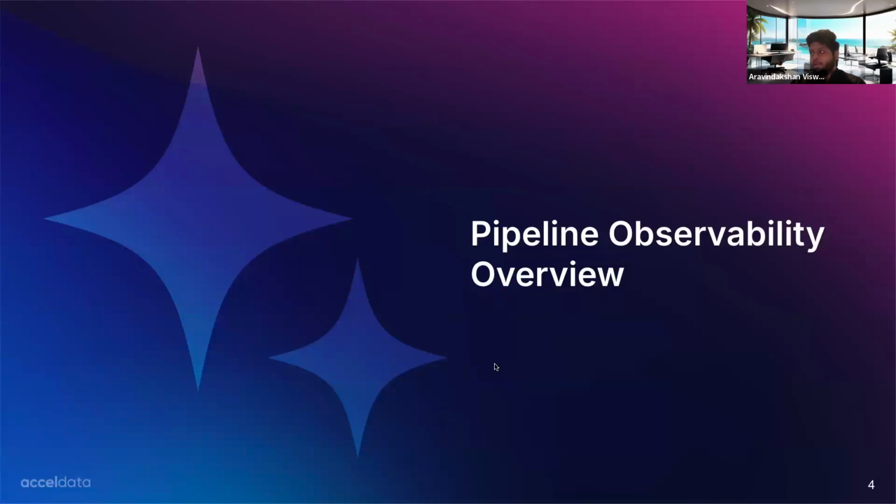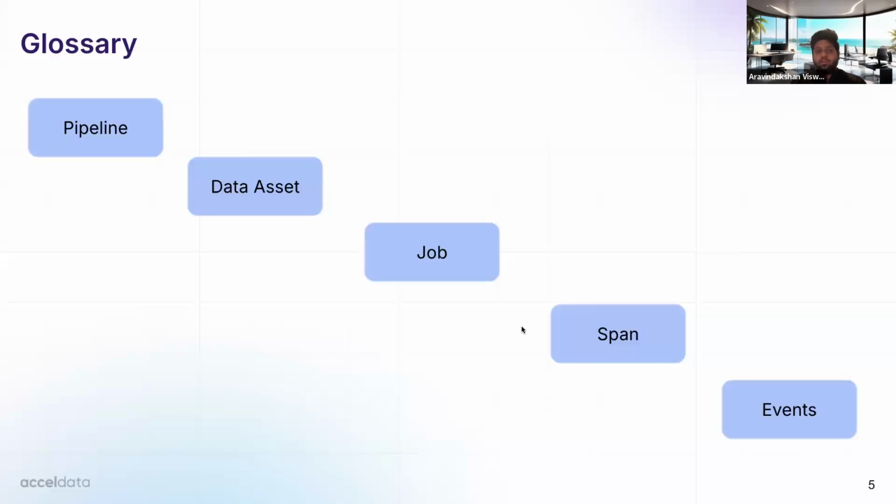So, pipeline observability overview, right? It provides a complete view into the performance and health of an organization's suite of data pipelines, and it also includes the relationship to, and quality or reliability of, the data assets they generate.